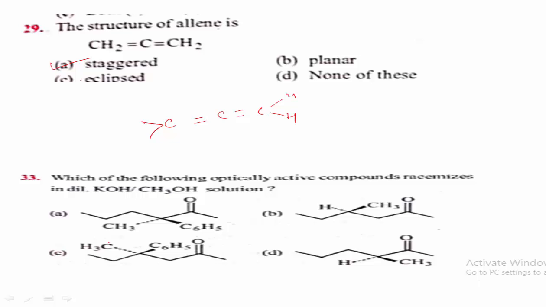Next, question number 33, students. Which of the following optically active compounds racemizes in dilute KOH and CH3OH, methanol solution? Option A is given one structure, as well as B, C and D, with respect to structures.